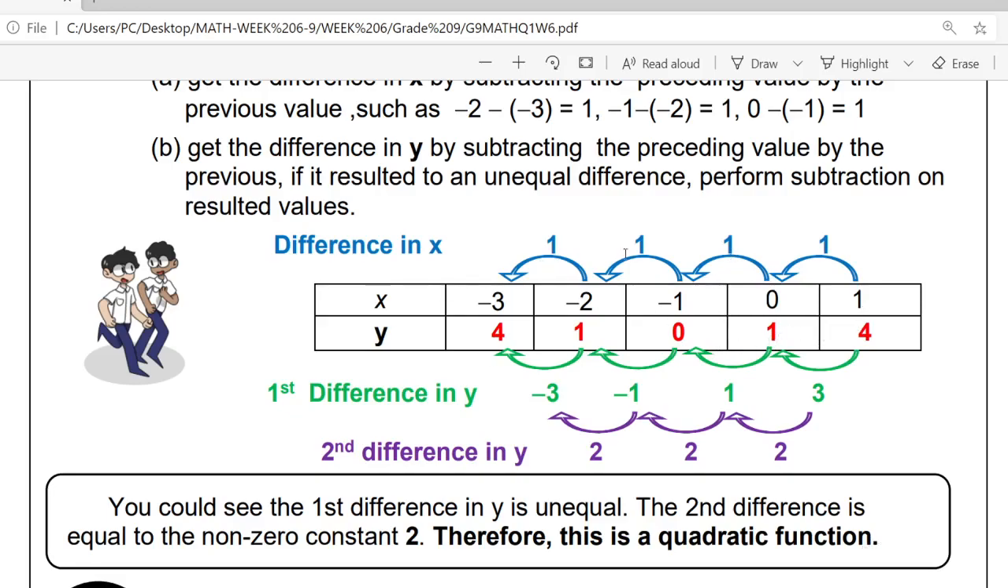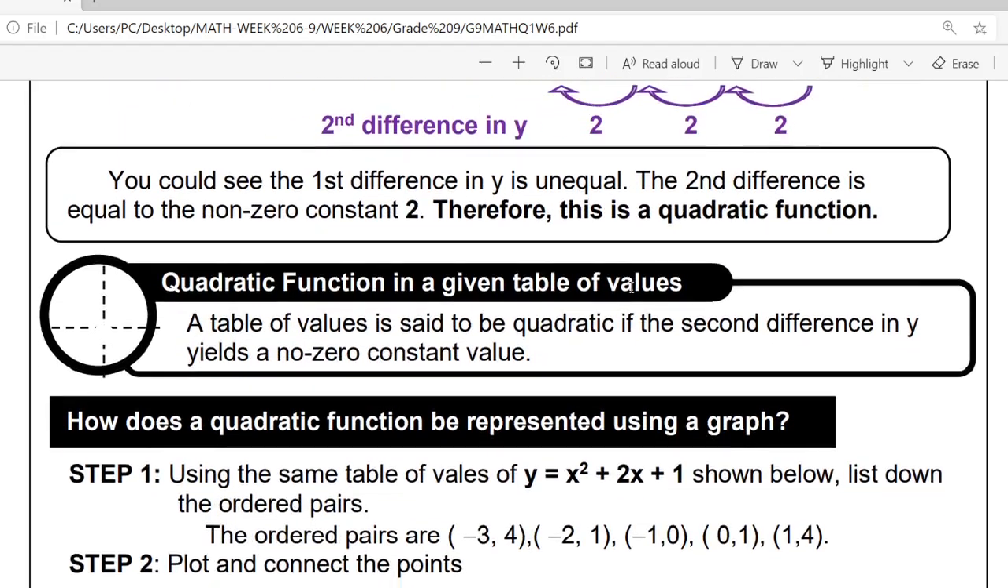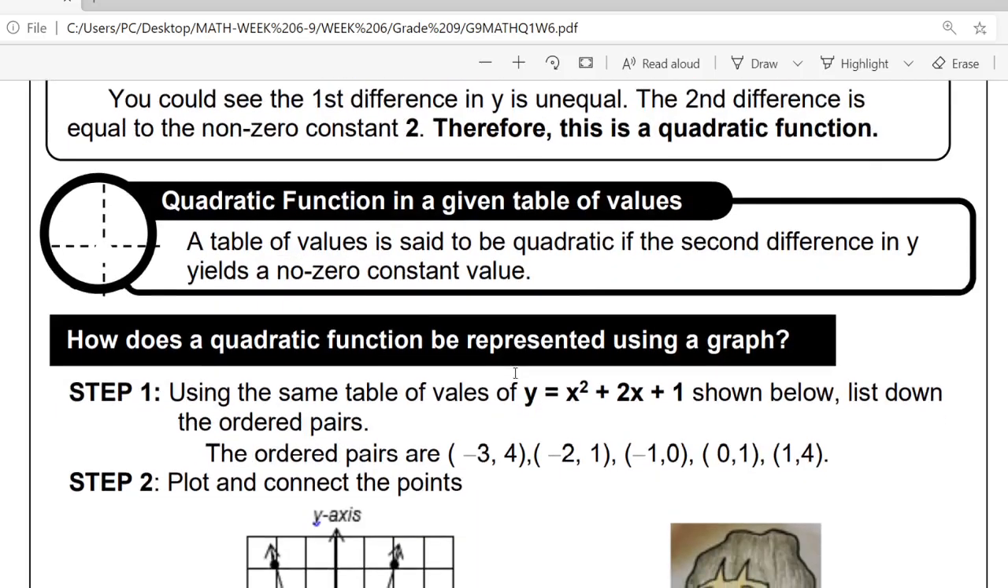Again, how will you know that a table of values represents or illustrates a quadratic function? Just get the second differences. If the second differences are equal, then that table of values illustrates a quadratic function. But if the second differences are not equal, then it doesn't. Quadratic function in a given table of values: a table of values is said to be quadratic if the second differences in y yield a non-zero constant value, which is this one, 2.